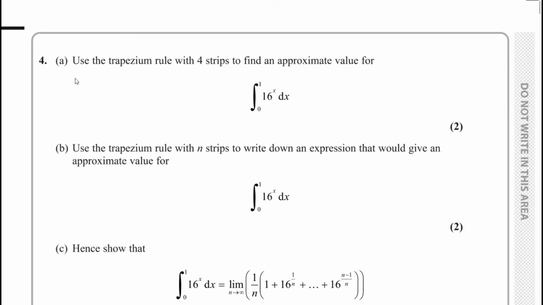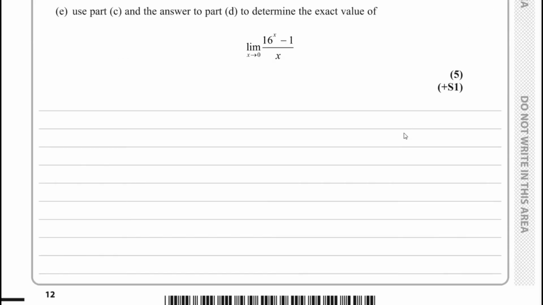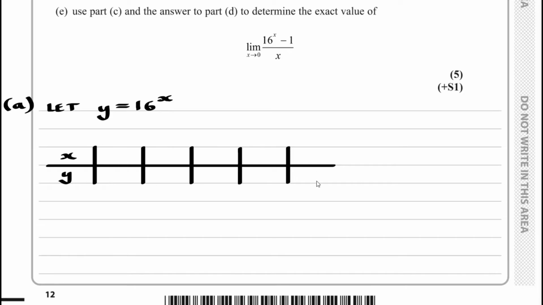Question number 4, part A. We have to use the trapezium rule with 4 strips to find an approximate value for the integral of 16 to the x with respect to x between 0 and 1. So, for part A, if we let y equal 16 to the x, let's create a table of values.